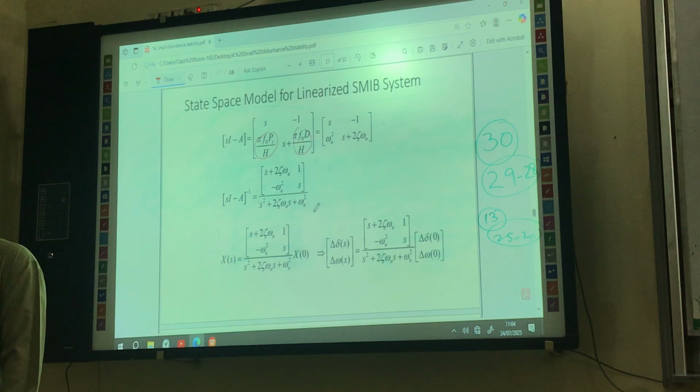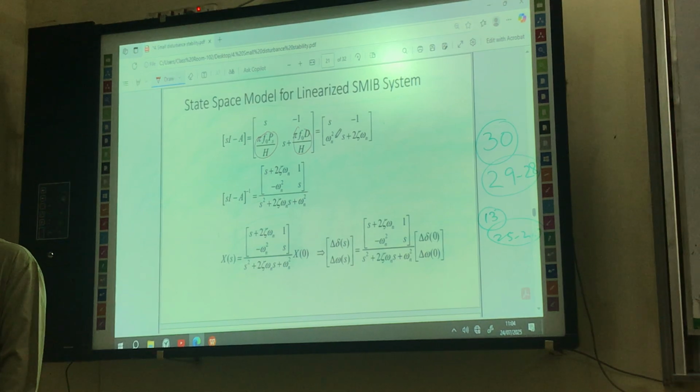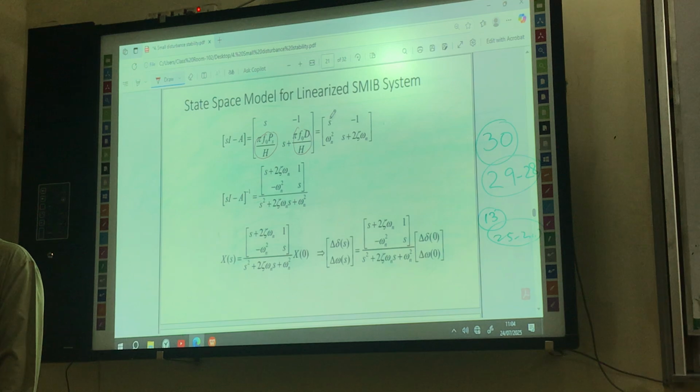Okay, now what will be the inverse of this 2 by 2 matrix? It is very easy, right? For a 2 by 2 matrix, you can just interchange these two elements, right? This will be here and it will be here. And for these two off-diagonal elements, you just have to change the sign, right? There is -1, it will be +1, and for omega n square it will be minus omega n square.